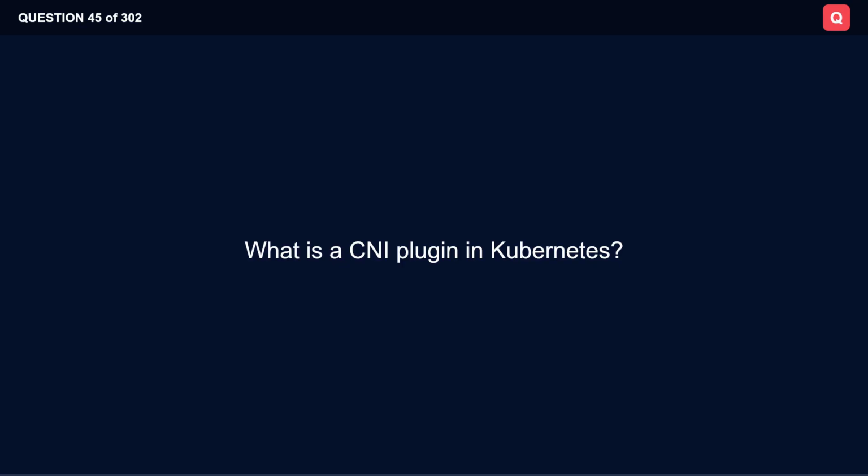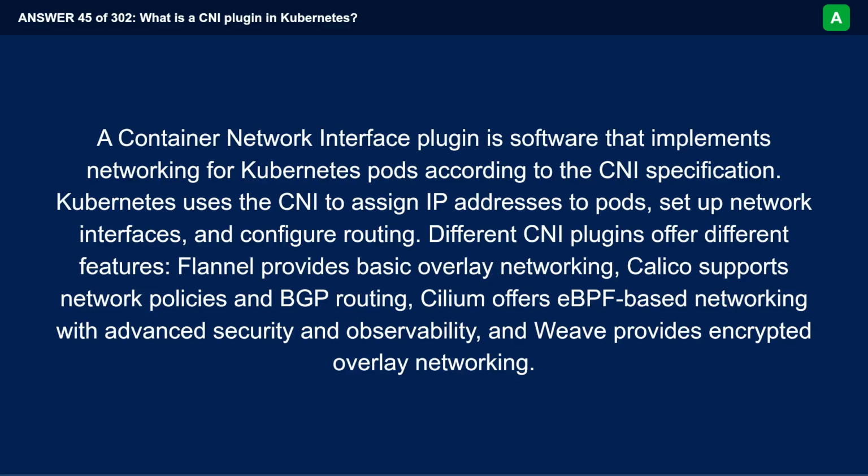What is a CNI plugin in Kubernetes? A Container Network Interface plugin is software that implements networking for Kubernetes pods according to the CNI specification. Kubernetes uses the CNI to assign IP addresses to pods, set up network interfaces, and configure routing. Different CNI plugins offer different features. Flannel provides basic overlay networking, Calico supports network policies and BGP routing. Cilium offers eBPF-based networking with advanced security and observability, and Weave provides encrypted overlay networking.